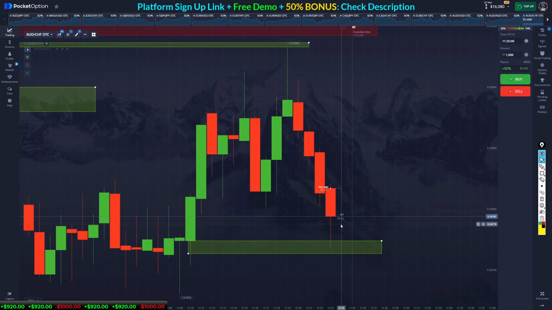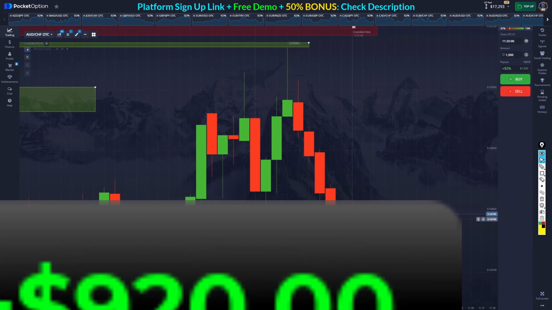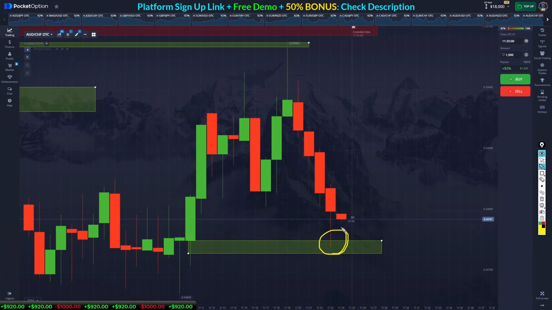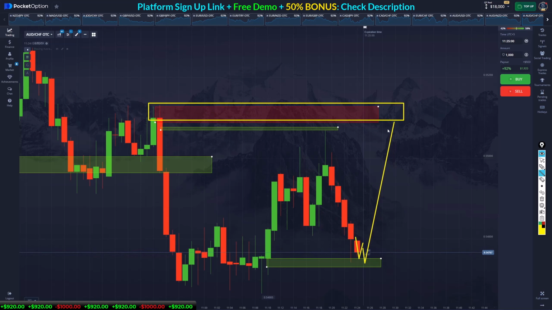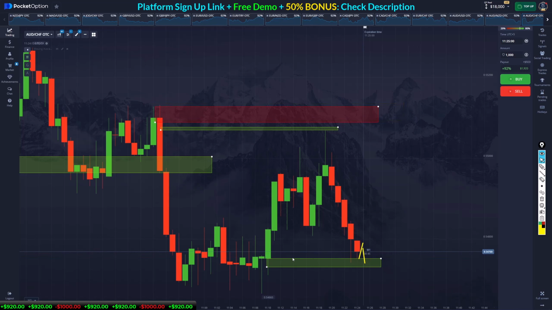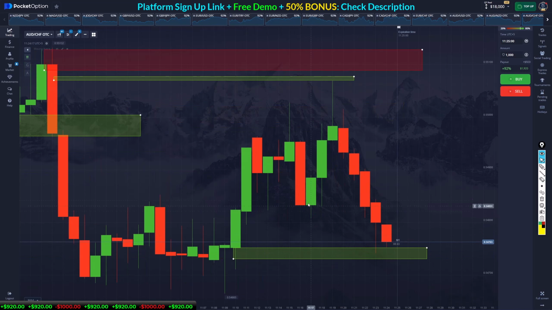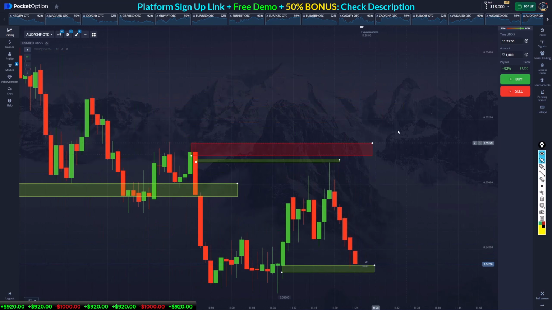So I hope, yeah, it was a winning trade. And now the market has touched this one. So we can expect a movement starting to this supply right here, and then again another demand, and it's just going to move like that. All right, I'm just going to stop right here.